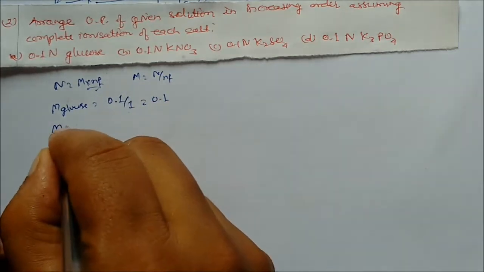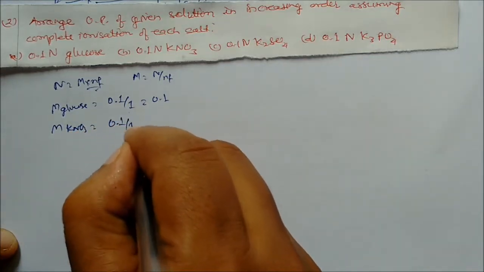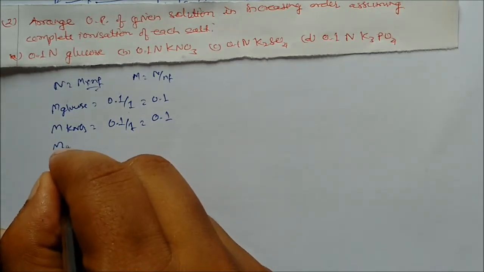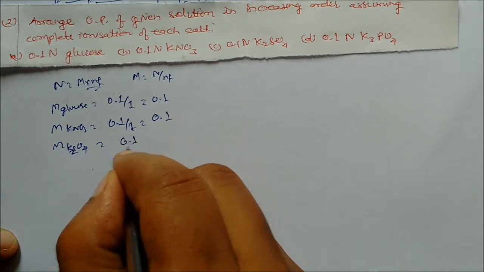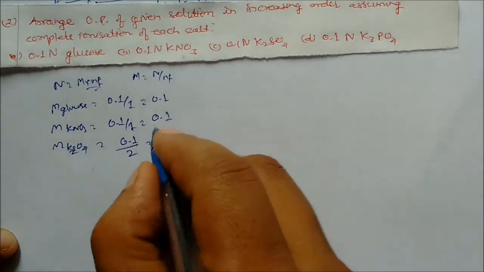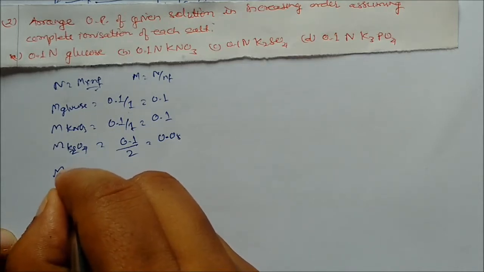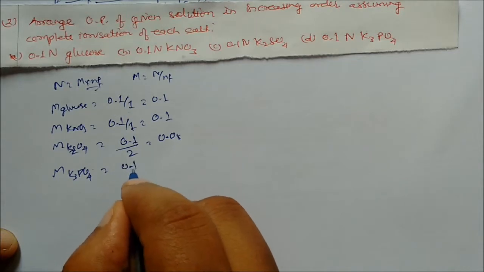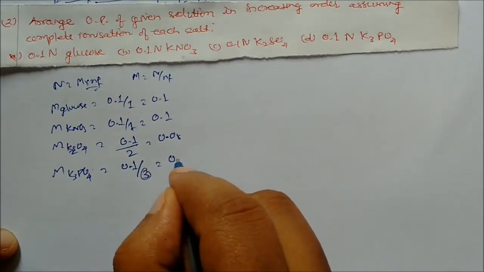Similarly, the molarity of KNO3: the normality is given as 0.1, divided by 1, this will again be 0.1. For K2SO4, the normality is given as 0.1, but here the n factor will be 2, so the answer will be 0.05. And again for K3PO4, the normality is given as 1, but the n factor will be 3, so the answer here will be 0.33.